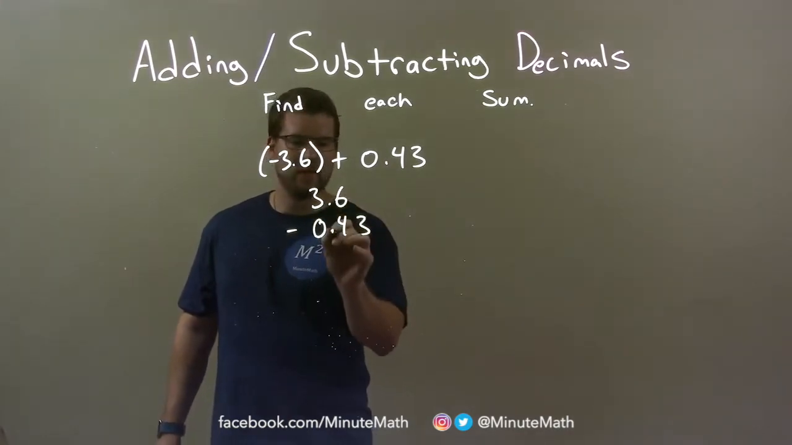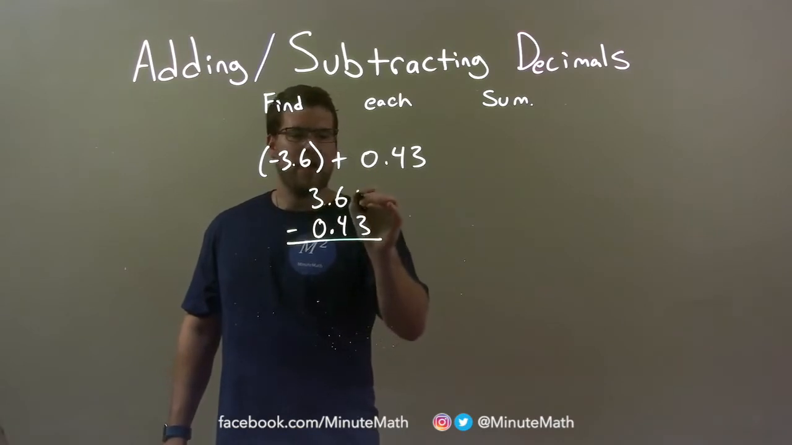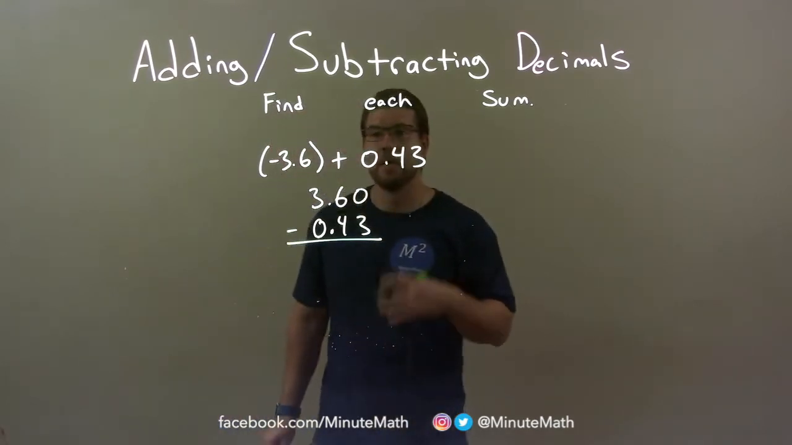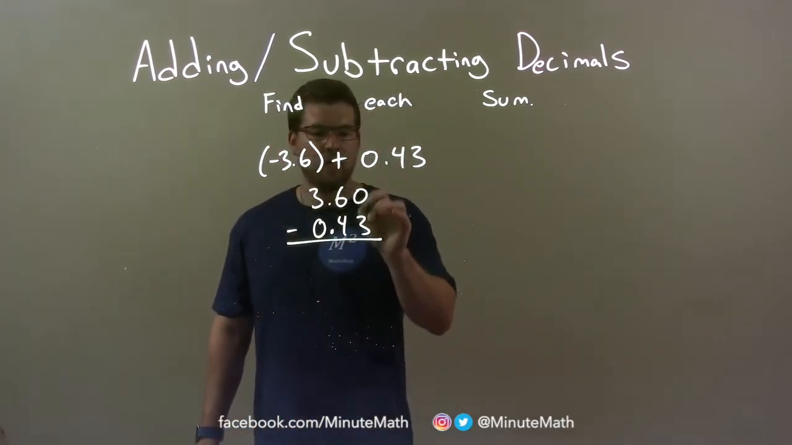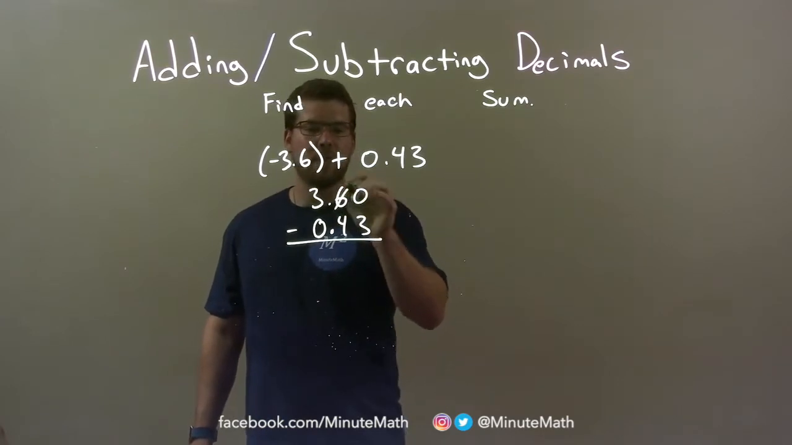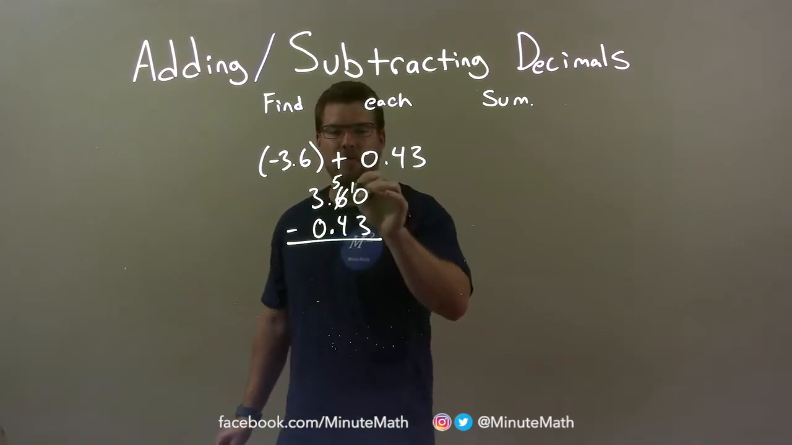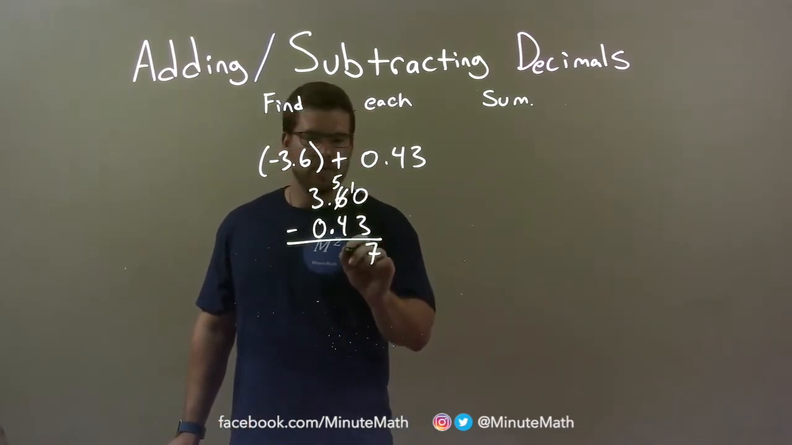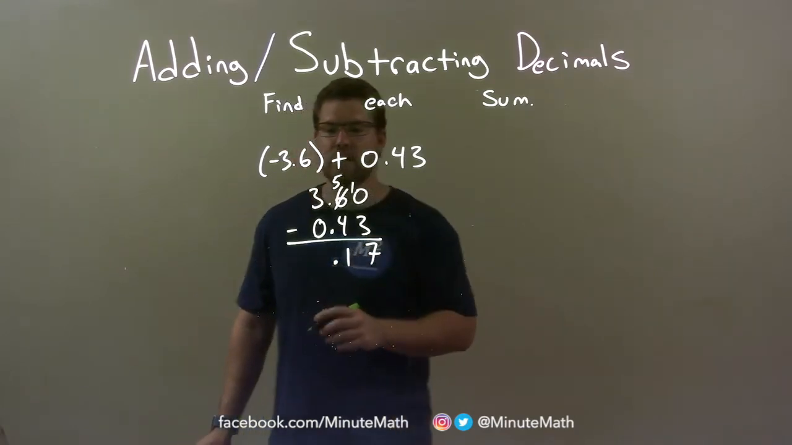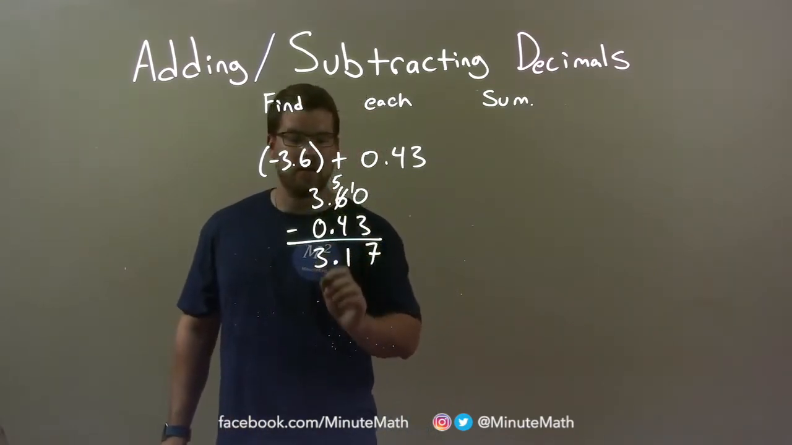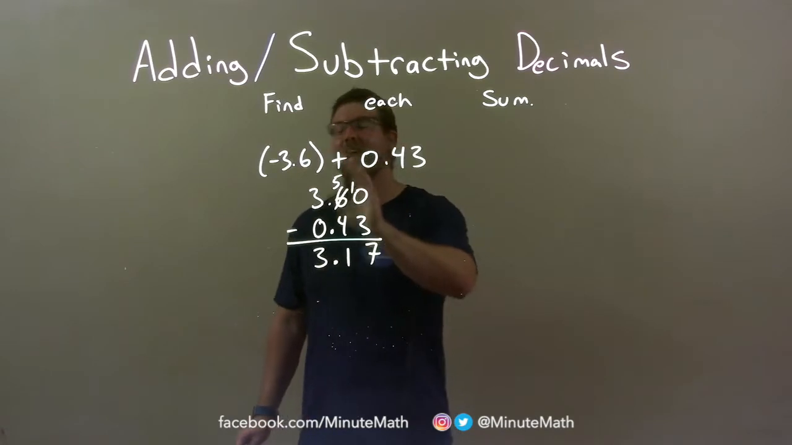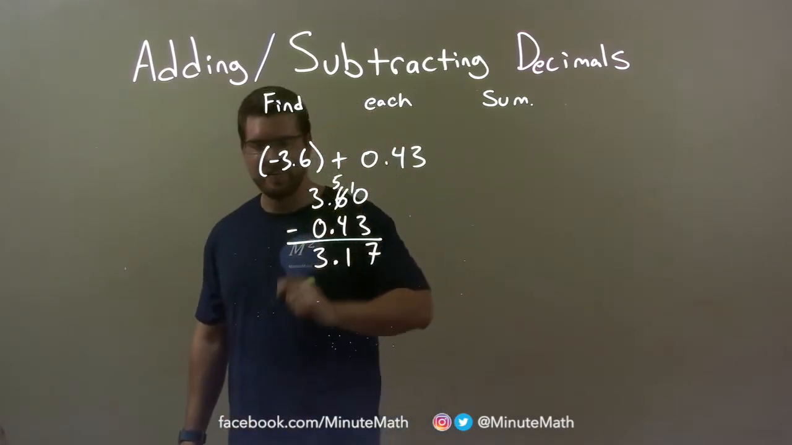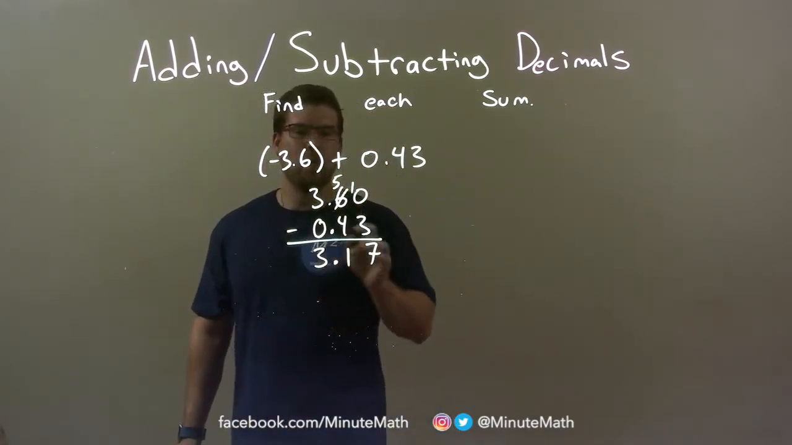0.43, and make sure my decimal places are lined up. I'm going to add an extra 0 to that 6 to help me out, and now we're going to subtract. Well, 0 minus 3 we cannot do, so we take 1 from the 6, make that a 5, and put a 1 up there. Now we have 10 minus 3, which is 7. Then 5 minus 4, which is 1. Decimal place here. 3 minus 0 is 3. Got tongue-tied there. So now I have 3.17.